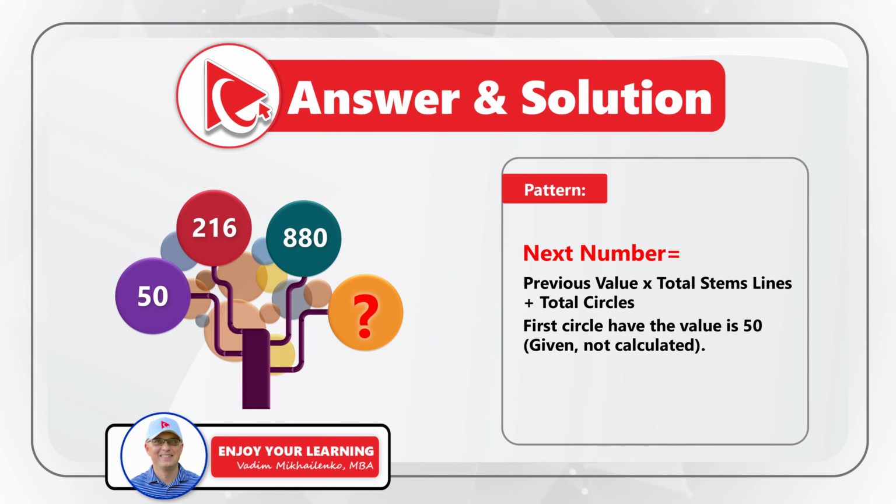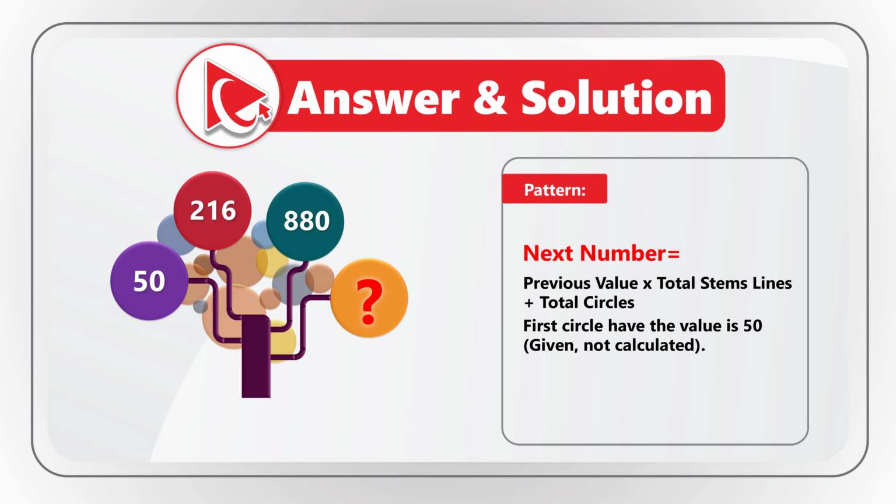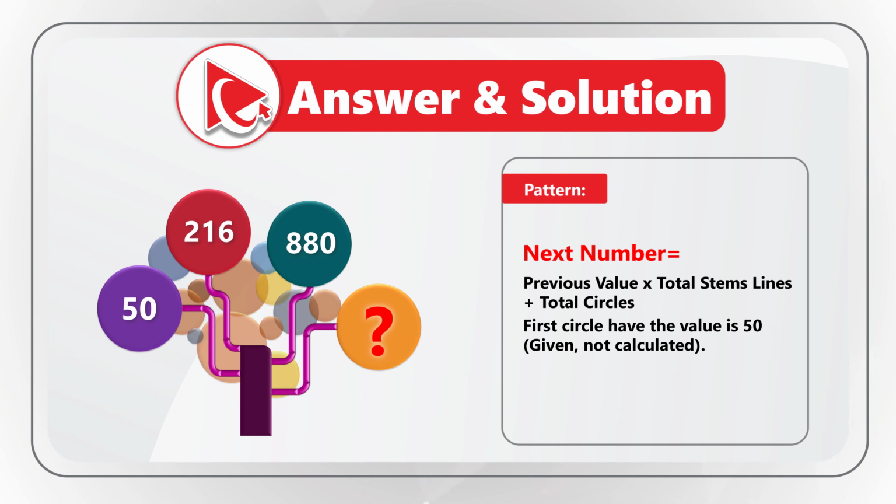The second number, though, is calculated as previous number 50 multiplied by 4 plus 16, and the result of this is 216. The third number is calculated as 216 multiplied by 4 plus 16 and equals 880. Now you might be wondering what is 4 and where it came from and what is 16. The 4 is the number of stem lines in this structure. Let's count them. 1, 2, 3, and 4. And 16 is the total number of circles.